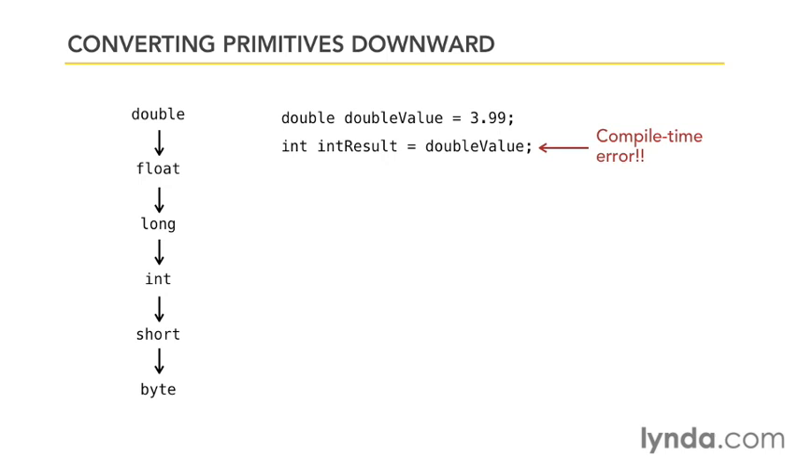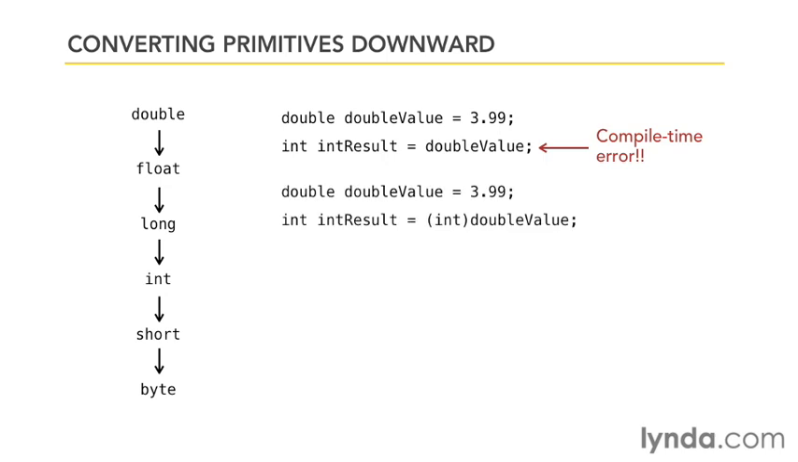So you instead have to explicitly tell the compiler that you know what you're doing. And you do this by adding the target data type before the original value wrapped in parentheses. Here's the added syntax. This means take the double value and cast or convert the value to an integer, and then you can pass the value over.